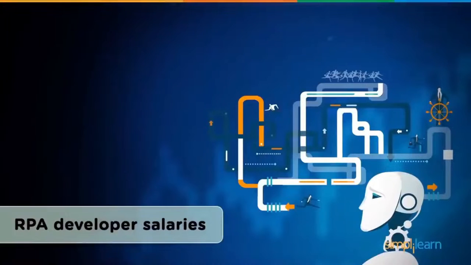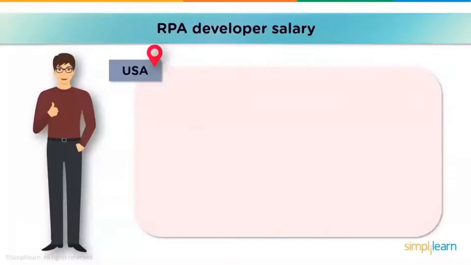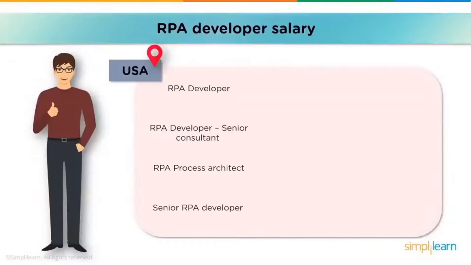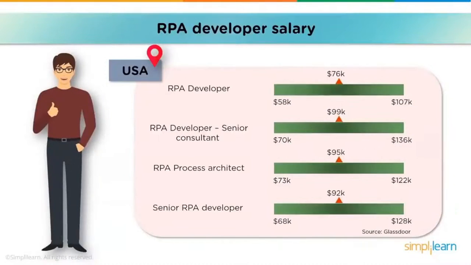Next up, we have RPA developer salaries. The salaries will differ depending on your location, your experience, and also the designation. In the US, here are the job salaries and the roles. According to Glassdoor, an RPA developer in the US earns around $76,000 per year. An RPA developer senior consultant earns around $99,000 per year. An RPA process architect earns an average salary of $95,000, and a senior RPA developer earns an average salary of $92,000.